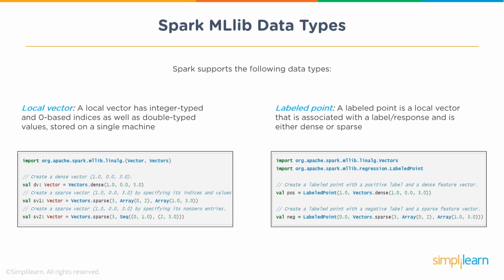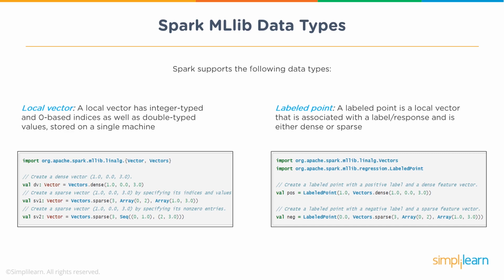So you could be using these local vectors, or you could be using labeled points. Remember, when you want to work on these vectors, you have to import the package org.apache.spark.mllib.linalg, and then Vector or Vectors. For labeled point, you would also need the mllib.regression.LabeledPoint package.